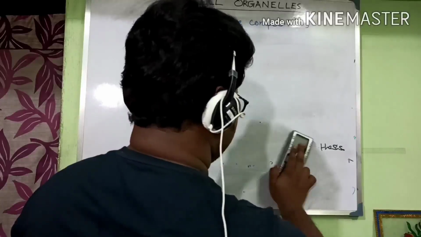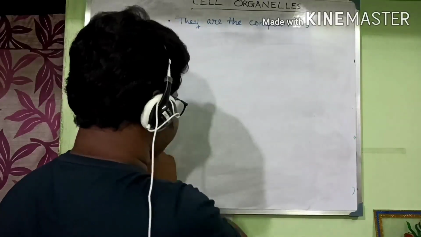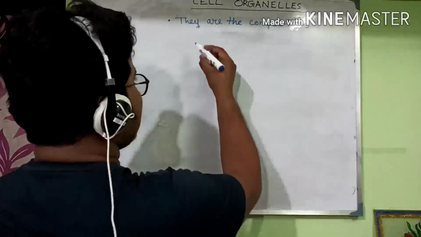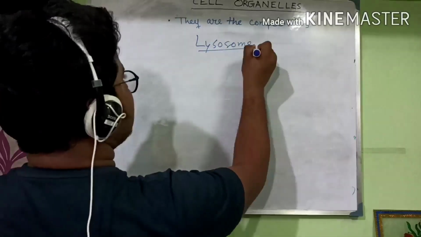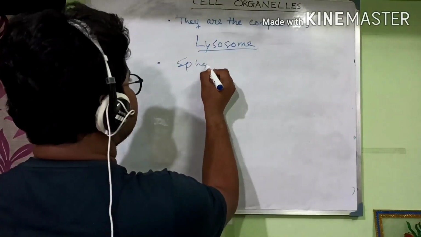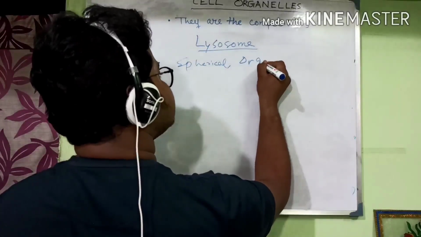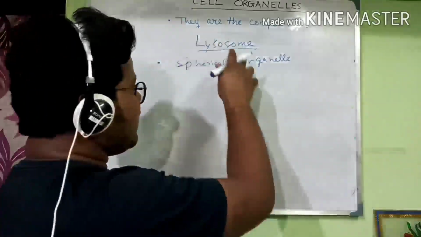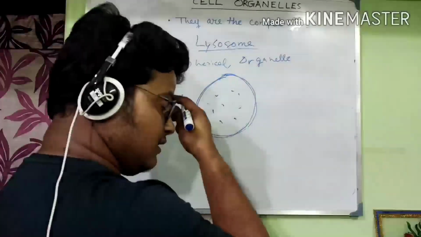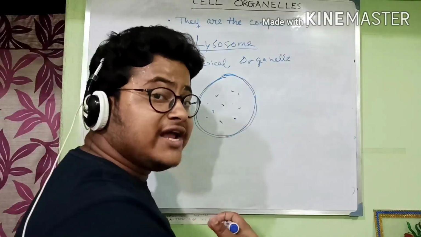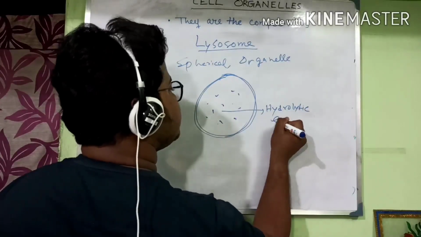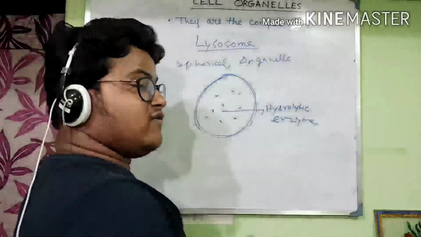Now we will go to a very brief learning about the cell organelles. The name of the organelle is lysosome. Lysosomes are spherical organelles. They contain hydrolytic enzymes which help for hydrolysis, the digestion of food inside the cell.